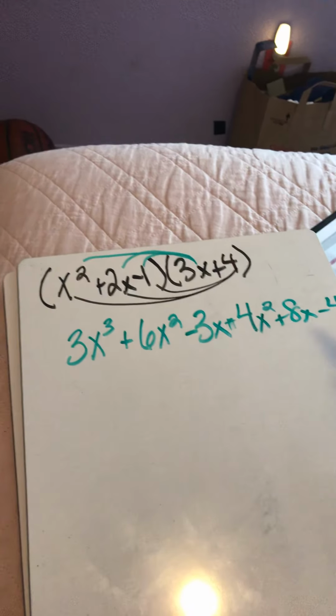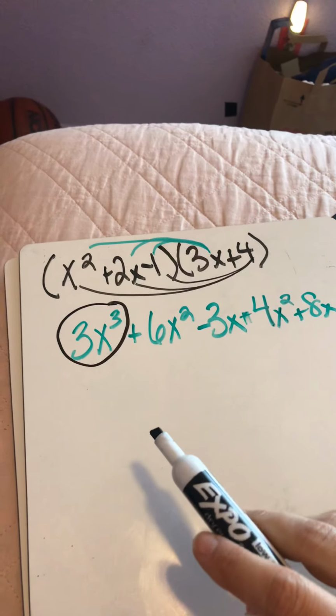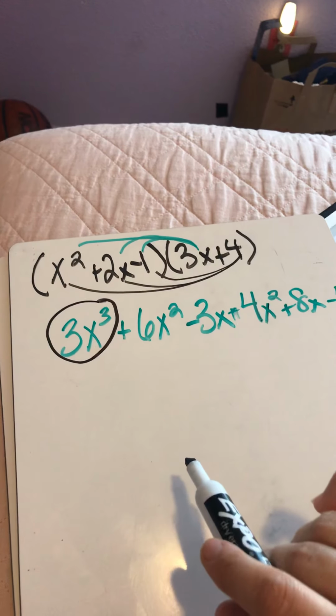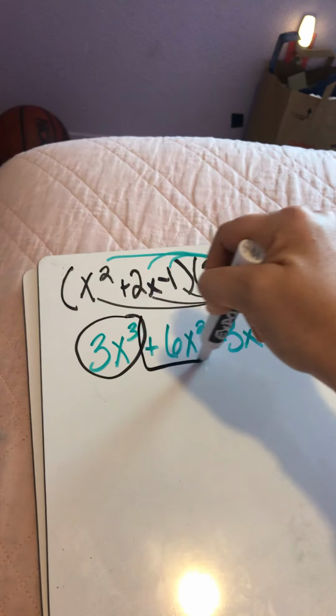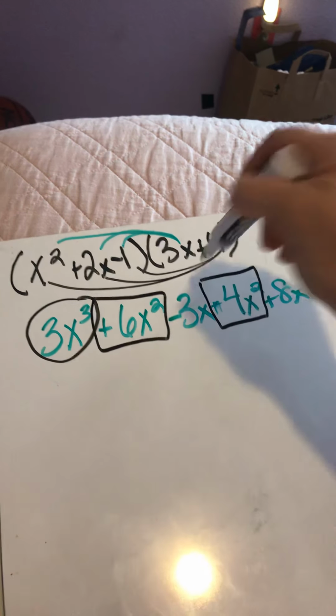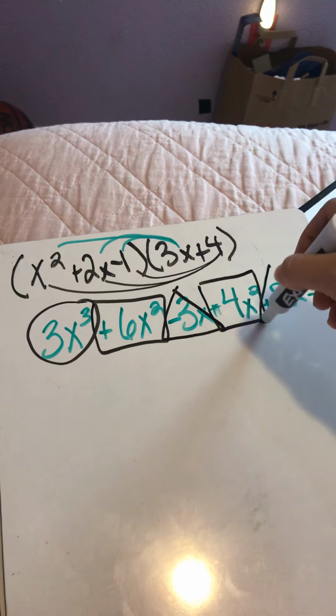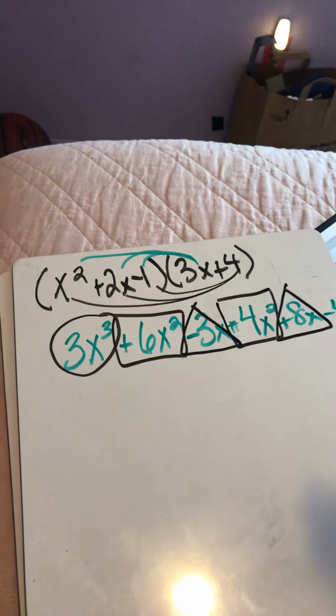So now I can go through, and there's my 3x cubed, no other cubed. All right, so let's go to my squares. There are my squares. All right, let's triangle my singles. And then I've got that by itself.